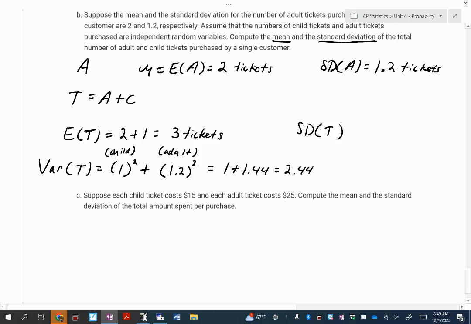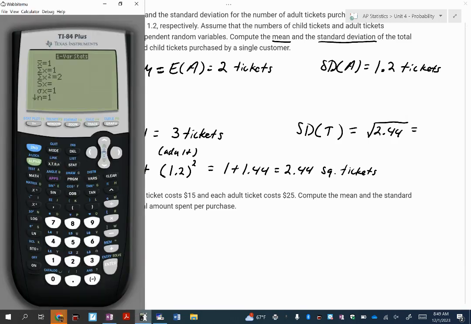Is this my answer? No, this is squared tickets, or tickets squared. I don't want squared tickets, I want just tickets. So my standard deviation is going to be the square root of 2.44. Is it 1.56? Why did I say 2.44? 1.44. Come on, Douglas. 1.56. Well done.